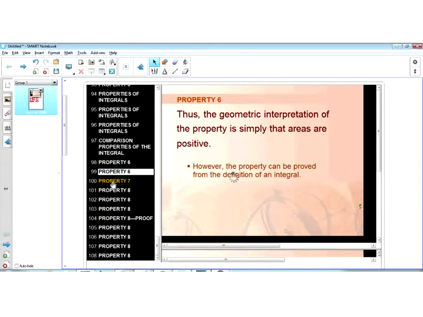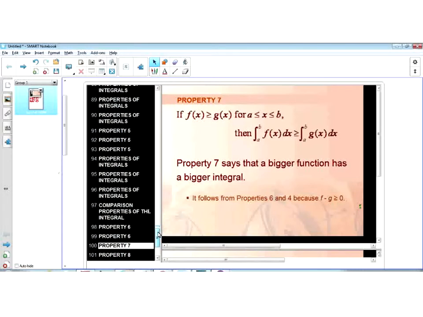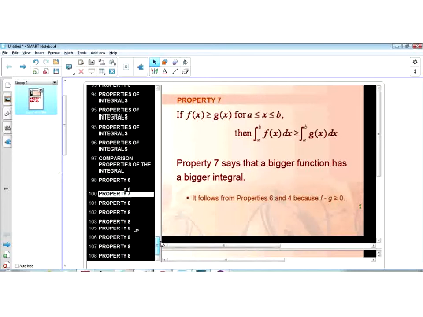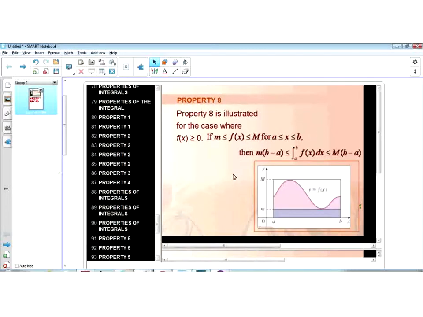Property 7, f of x greater than g of x. The bigger function has a bigger integral because f minus g is greater than 0. All right, so that's how you can demonstrate that. f minus g will be greater than 0, and so the area under the curve of f minus g will be positive.